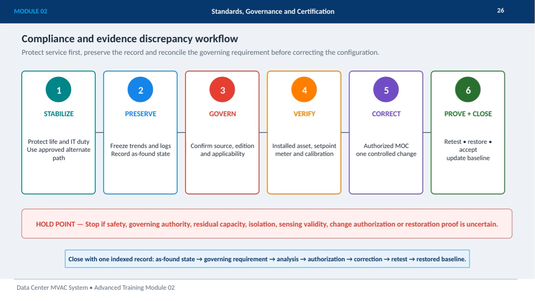Then, governance comes into play, where we confirm the source, edition, and applicability of the governing requirements. After that, we verify the installed assets, set points, meters, and calibration to ensure everything is measured accurately. Only then do we proceed to correct the issue through an authorized management of change process involving one controlled change. Finally, we prove and close by retesting, restoring the system, and updating the baseline.